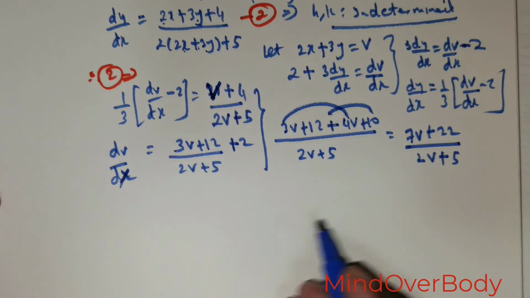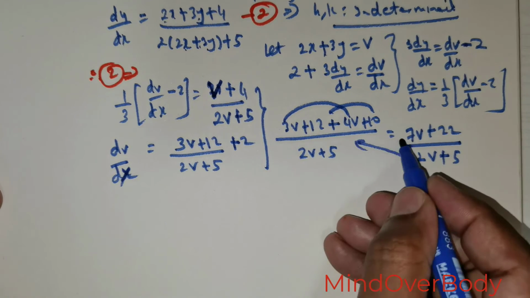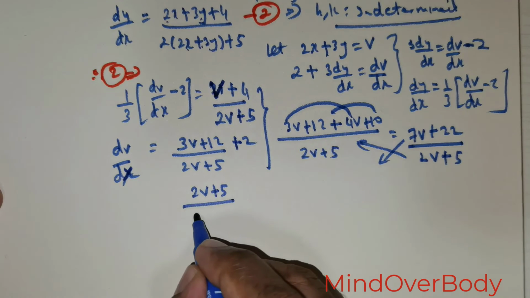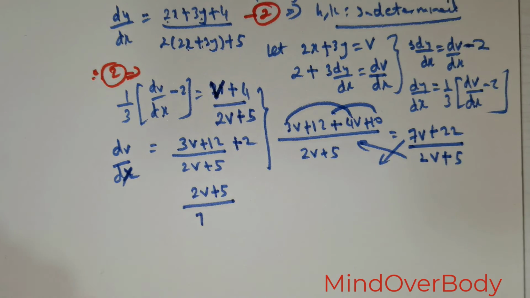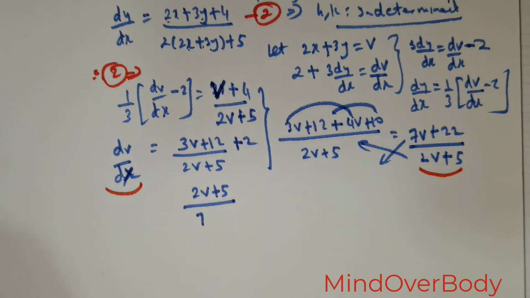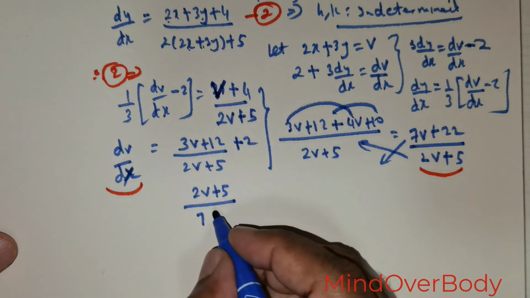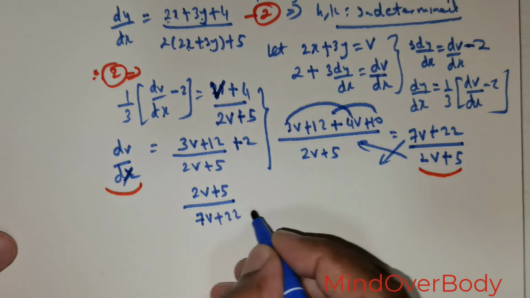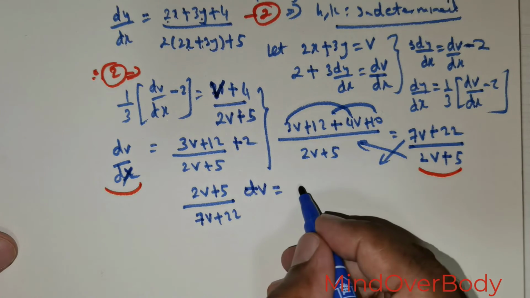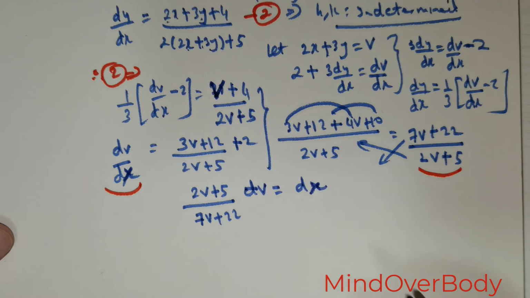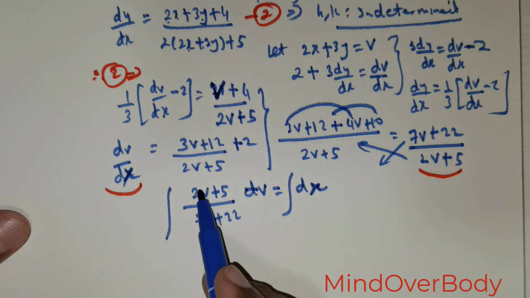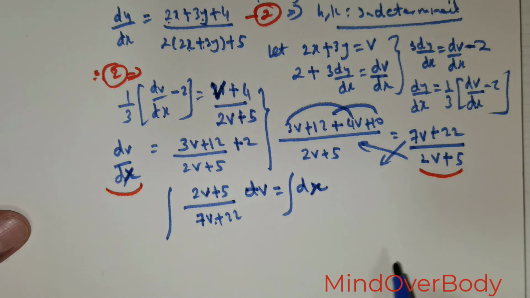Now I need to cross multiply. So that would mean I get 2v positive 5 divided by, when I say cross multiply, I'm actually connecting this with this. Okay, I hope you're following it. So 2v positive 5 divided by 7v positive 22 times dv is equal to, I just got a dx there, that's it. So now I need to integrate these two quantities. Now you can clearly see the degree of the numerator and the denominator are same.